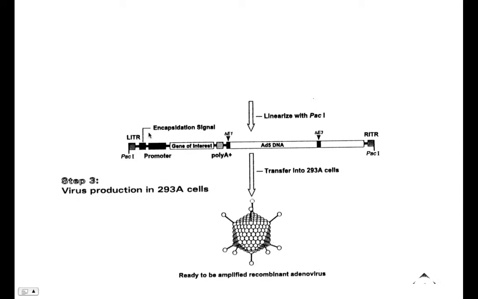Encapsulation signal and packaging signal mean the same thing. Now you can see these ITRs. L probably refers to some modification they've made. You'll see the Ad5 DNA is here, but your gene of interest and its unique promoter are here, so you can get cell-specific activation.